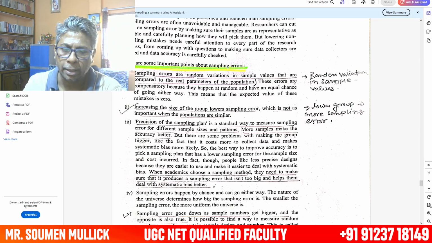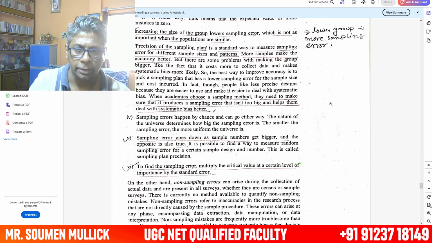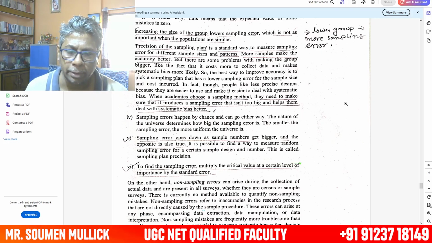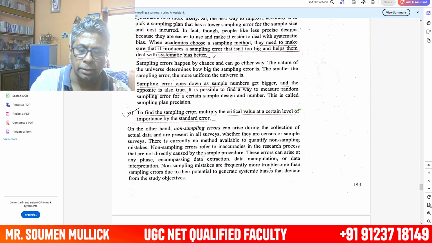Precision of the sample plan is a standard way to measure the sampling error for different sample sizes and parameters. Sampling error goes down as the sample number gets bigger. To find the sampling error, multiply the critical value at a certain level of significance by the standard error.